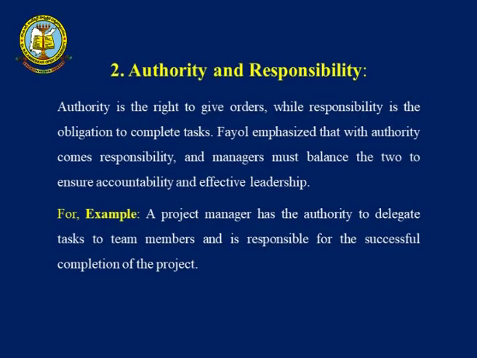And the next one is authority and responsibility. Authority is the right to give orders, while responsibility is the obligation to complete the task. Fayol emphasized that with authority comes responsibility, and managers must balance the two to ensure accountability and effective leadership. For example, a project manager has the authority to delegate tasks to team members, and he is also responsible for the successful completion of the project.